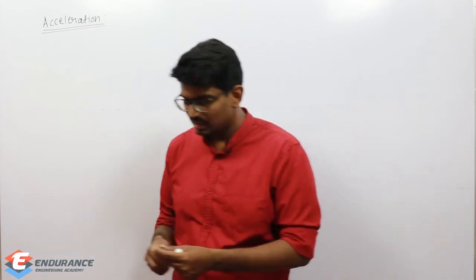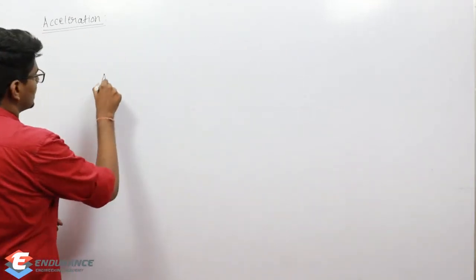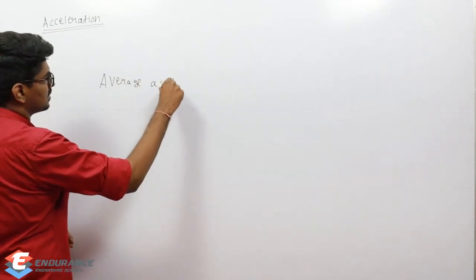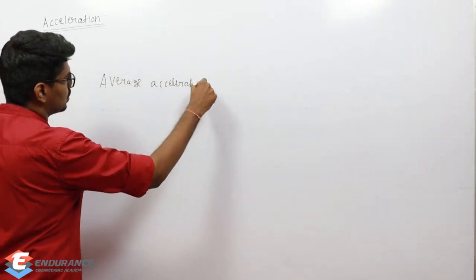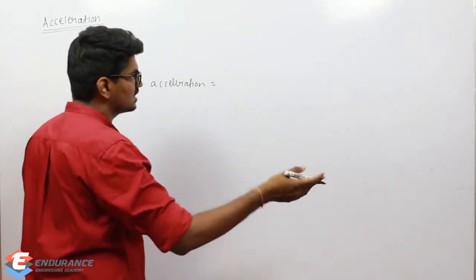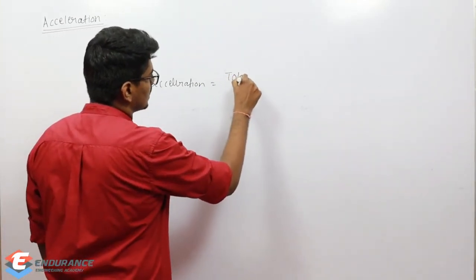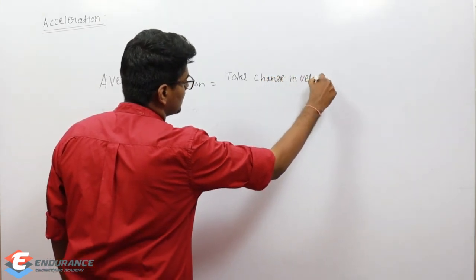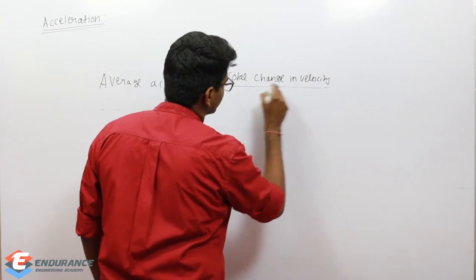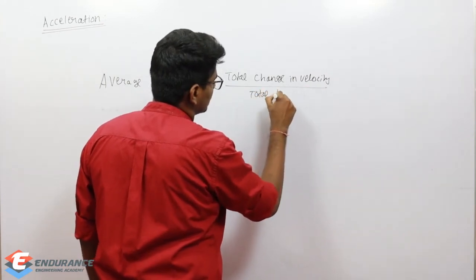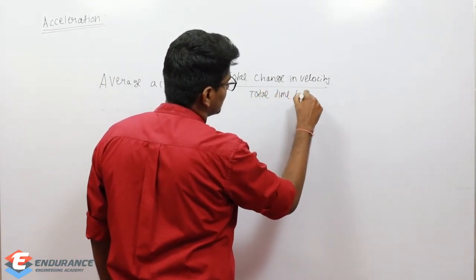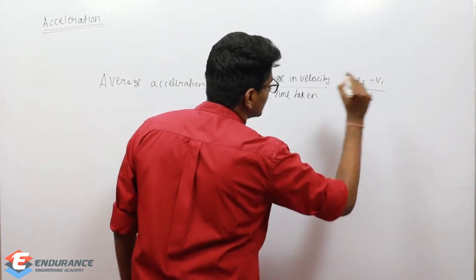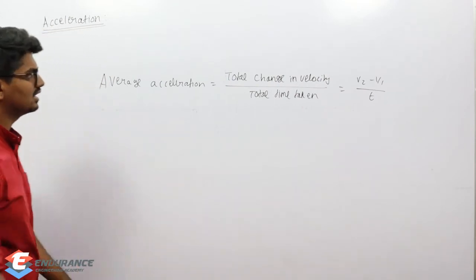And again we have two types of acceleration. One is average acceleration, which is nothing but, simple, whatever we learned until now, total change in the velocity by total time taken, which is going to be simply final velocity minus initial velocity by total time taken. If you want, you can write it as t2 minus t1.